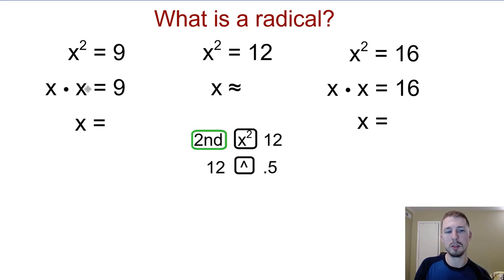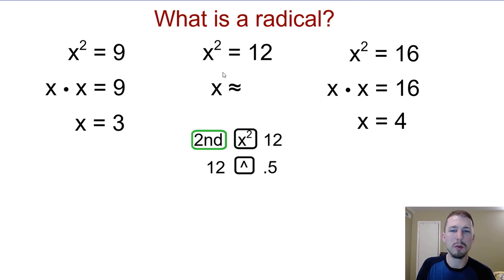So what times itself is equal to 9? Well, you can probably think, oh, well, that's obviously 3, right? 3 times 3 is 9. Anyone can get those square roots, the perfect squares, right? Then go on the other side. X squared is 16, x times x is 16, so 4 times 4, right, is 16, so it's 4.